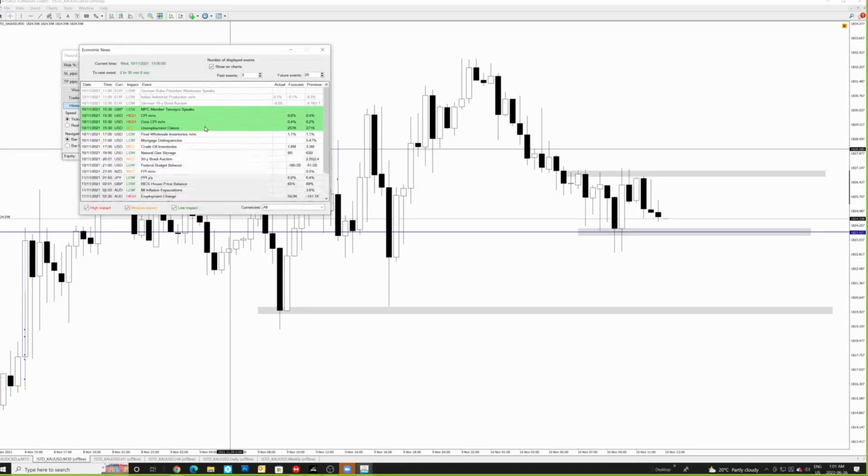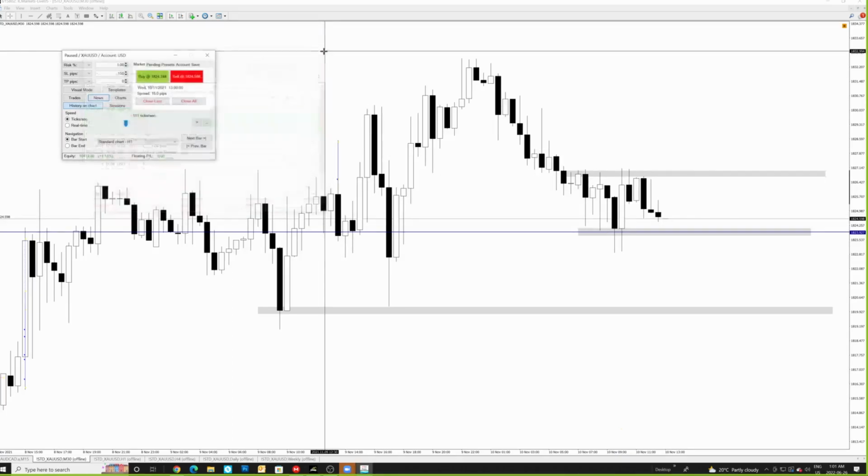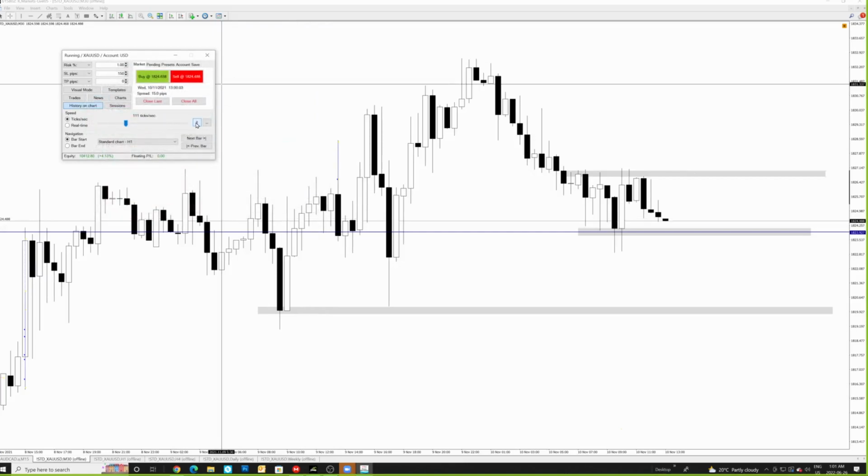Let's see if we have any news over here. We have CPI here. Okay, no wonder we're consolidating. Beautiful. We have CPI. Amazing. So maybe price can move with CPI, right?